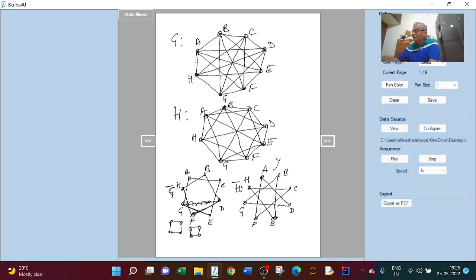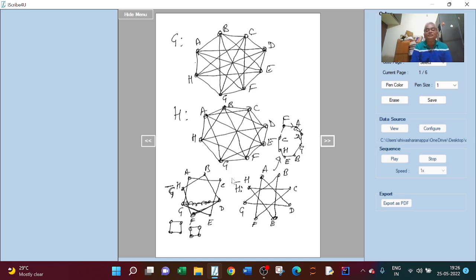We can write this graph as 1, 2, 3, 4, 5, 6, 7, 8: A to D, D to G, G to B, B to E, E to H, H to C, C to F, and F to A. So there is a cycle of length 8 in H bar, and here in G bar we have two disjoint cycles.